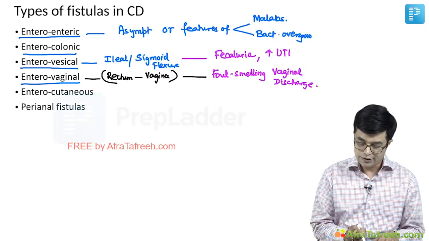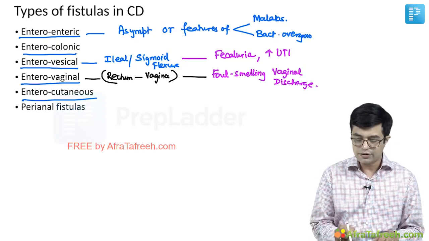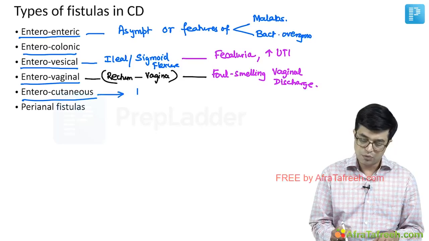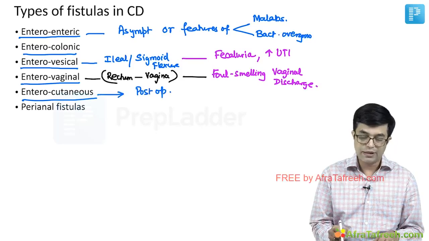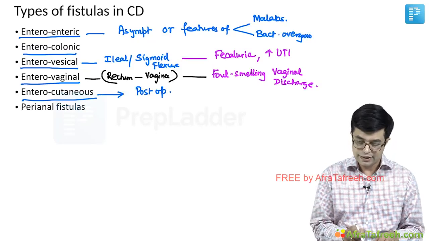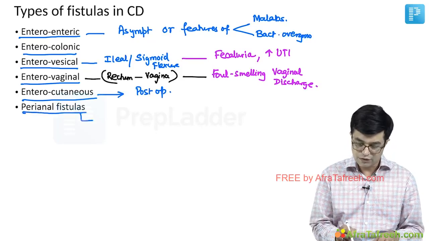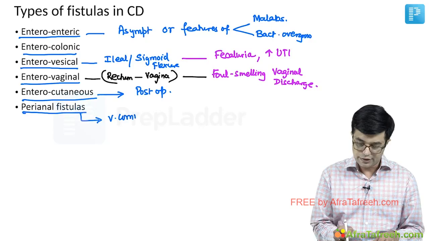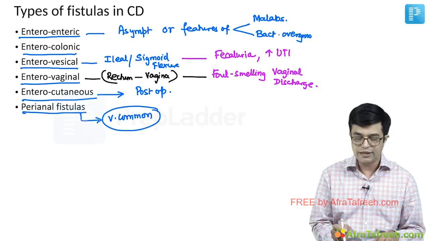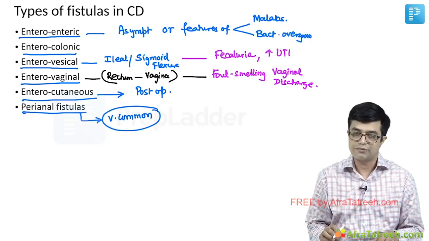Then is enterocutaneous fistula. More commonly, enterocutaneous fistulas occur post-operatively as a complication of anastomotic leaks. And then we have perianal fistulas, which are found to be very common in Crohn's disease, and their management is entirely a different gamut of steps that you take.